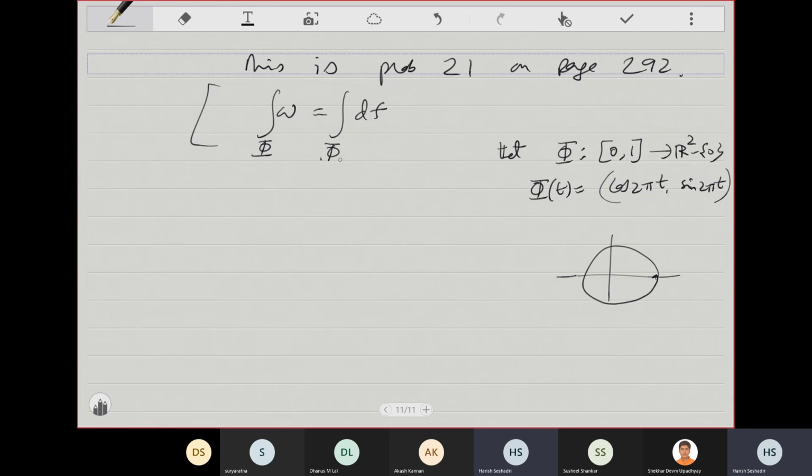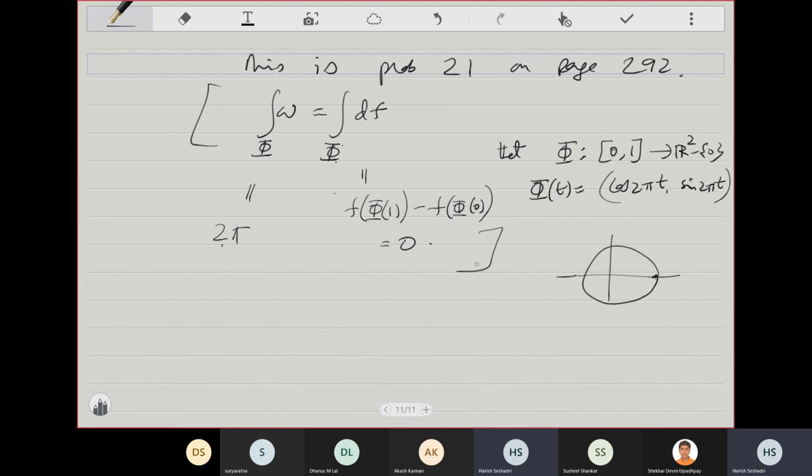Then you explicitly compute that this will actually give you 2 pi, using the definition of the integral of a differential form over a k-surface. You compute this, and here what you observe is that this one is just f of phi1 minus f of phi0, which will be 0. So that would be a contradiction.